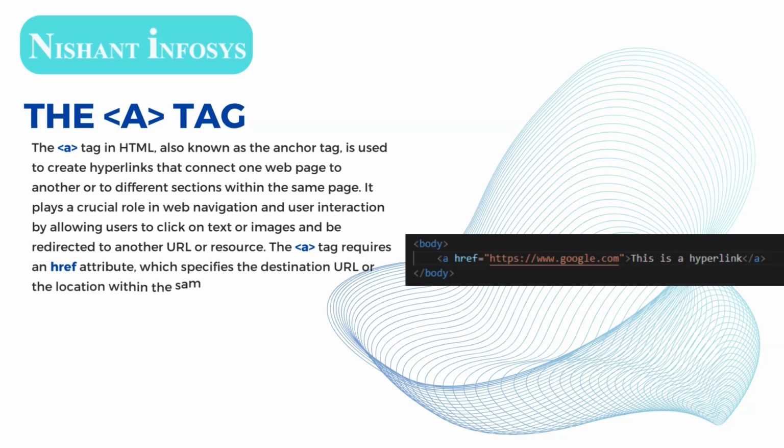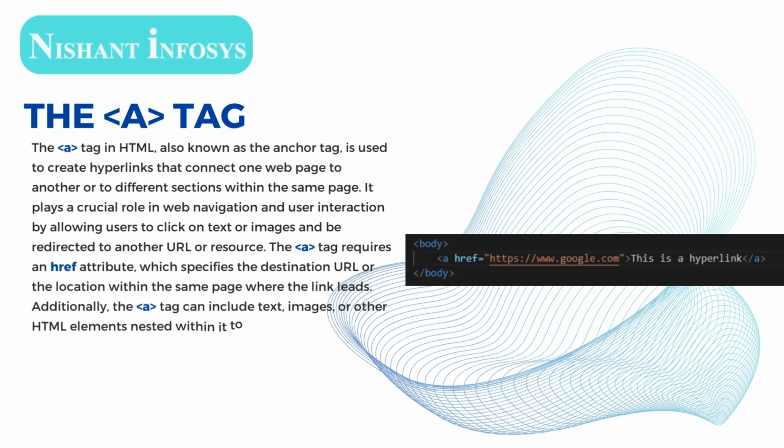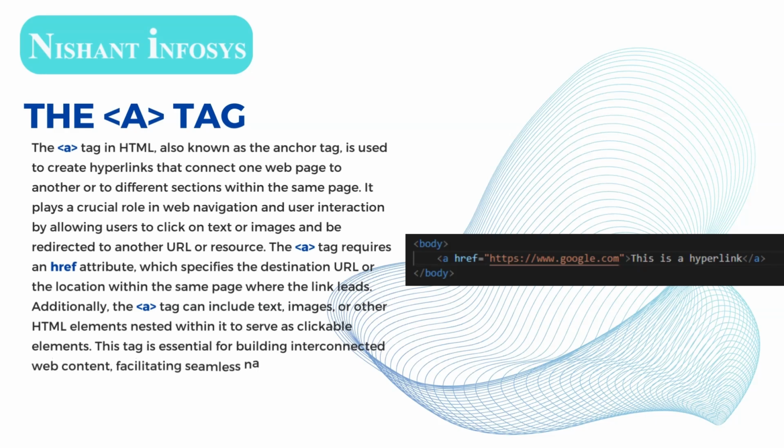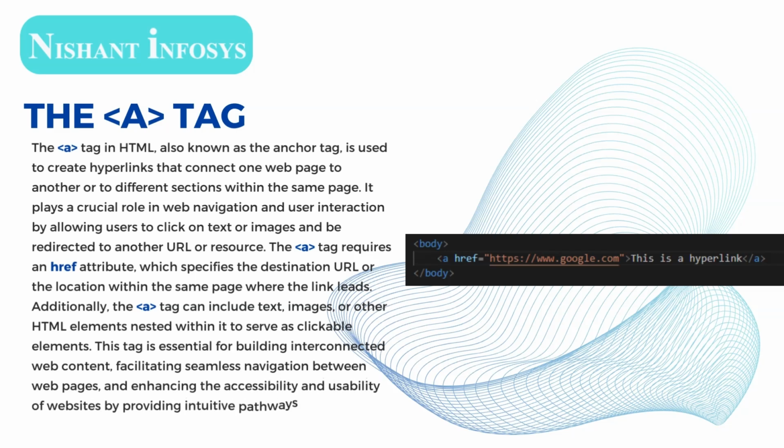The A tag requires an href attribute, which specifies the destination URL or the location within the same page where the link leads. Additionally, the A tag can include text, images, or other HTML elements nested within it to serve as clickable elements. This tag is essential for building interconnected web content, facilitating seamless navigation between web pages, and enhancing the accessibility and usability of websites by providing intuitive pathways for users to explore and access information.